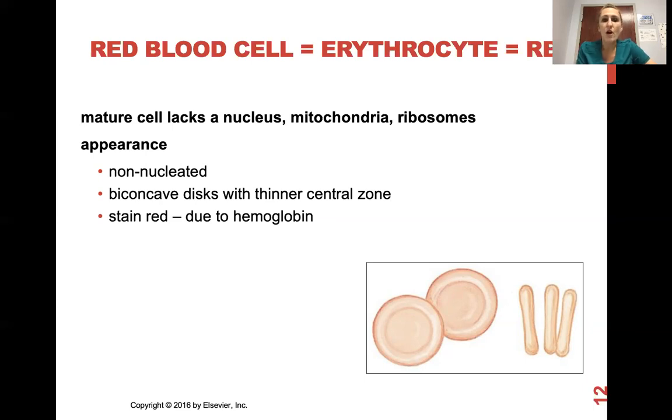They're called biconcave discs, meaning that they're circular and have two levels of circular area with a thinner central zone called a central pallor. These red blood cells stain red due to the hemoglobin concentration within the cells. If they stain really dark, they're concentrated with hemoglobin. If they stain really light, sometimes they can be iron deficient or hemoglobin deficient, which can be an overall problem for the patient.